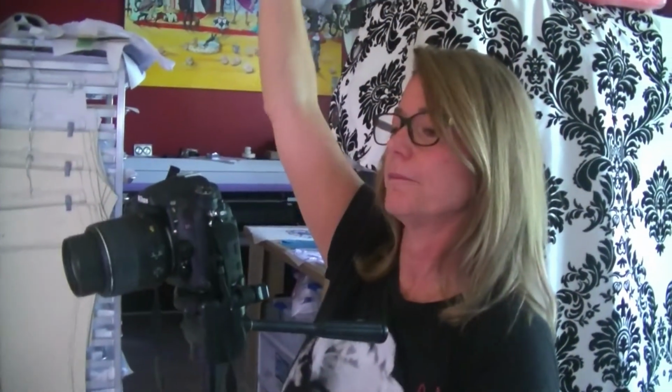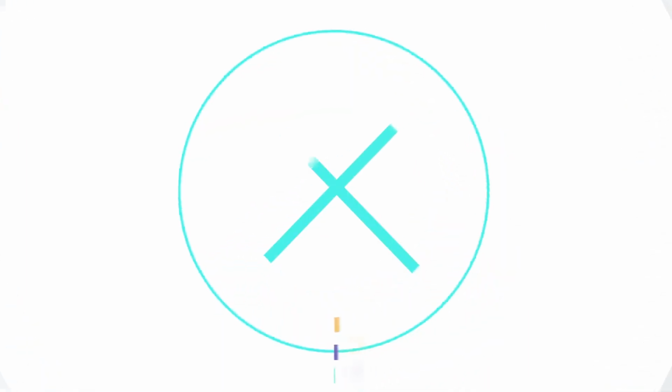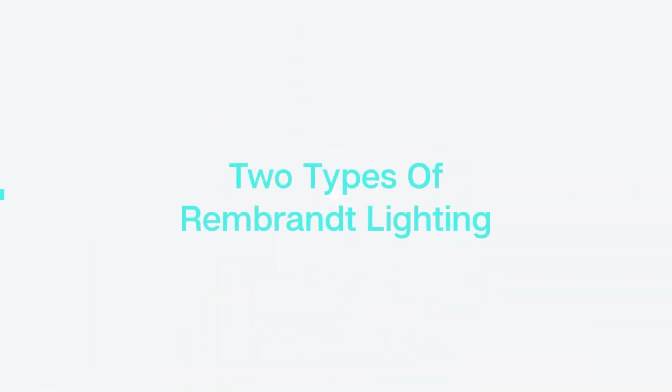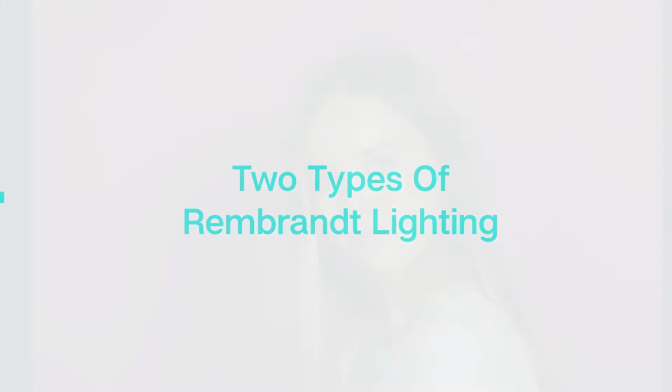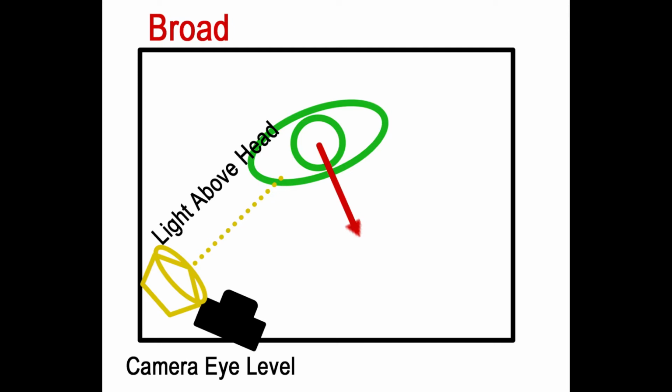I like to control the gaze of my model. Never have the gaze and the head and the shoulders lined up in the same direction. So there are two variations of Rembrandt lighting. The first is broad light. It has the shadow side of your subject's face positioned farthest away from the camera. You will position your camera and your light in the same corner, and the light is slightly above the head of your subject.